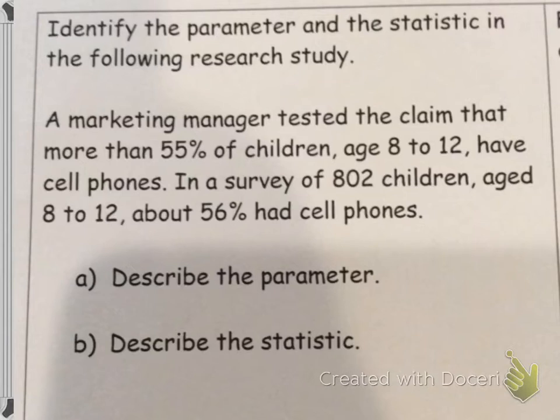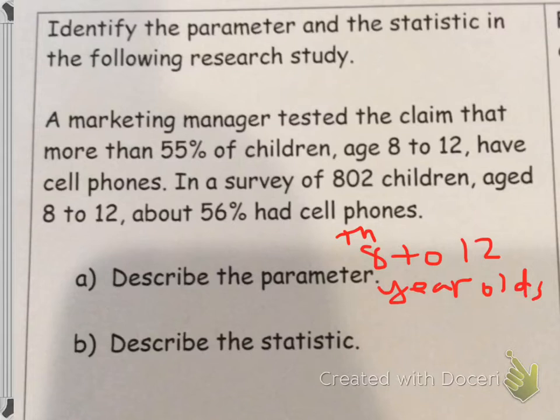Now again, a parameter comes from the entire population. I'm not sure that we know the entire population, which is what a parameter is. It's a number that we know exists, but we don't usually have the value for. So if I'm going to describe the population, I'm going to say it's 8 to 12-year-olds. And then maybe to be more specific, I would say the number of 8 to 12-year-olds, because we know we're looking for a number there, but we don't know the actual value.